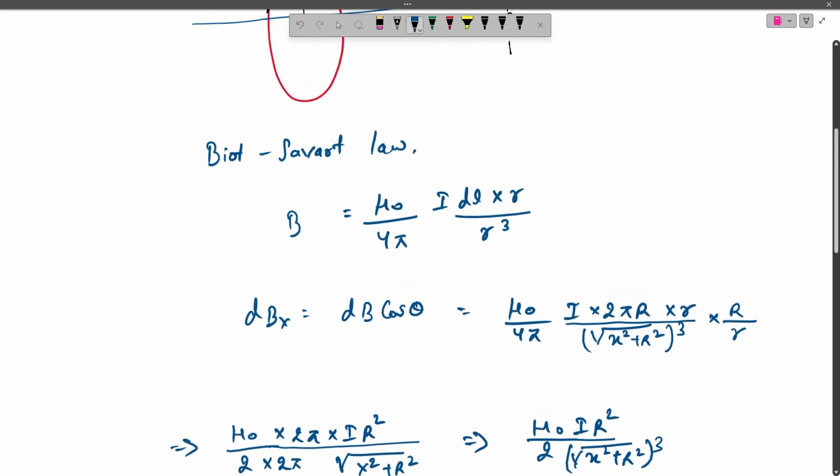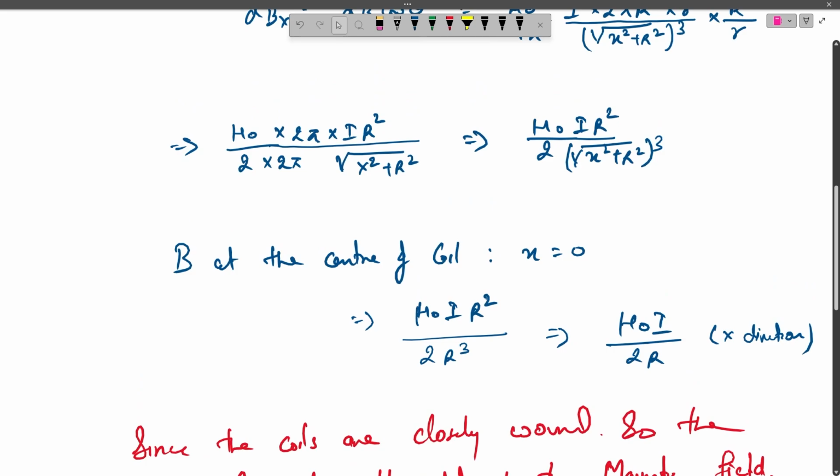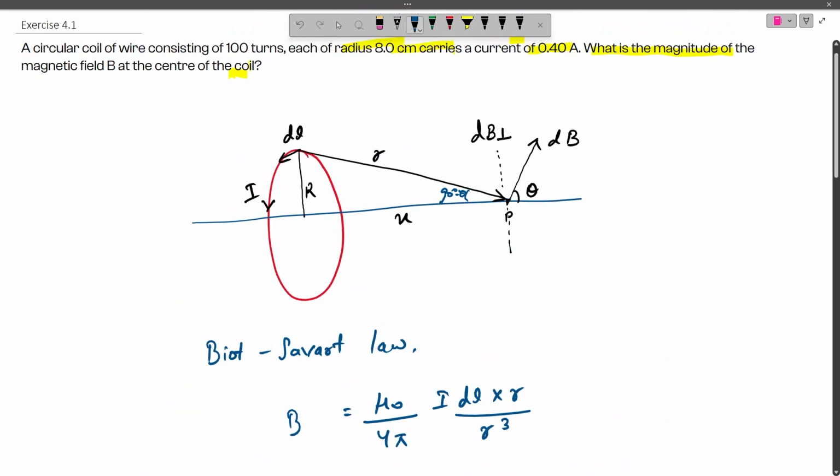Now, at the center of the coil, if the point P is at the center of the coil, we can say that x equals 0. Substituting x equals 0 in this equation, we get mu naught I by 2R. Thus, the magnetic field at the center of the coil with the current I and the radius of the circle as R is given by mu naught I by 2R. And the direction of magnetic field is going to be in the x direction, or in the plane perpendicular to the circle.